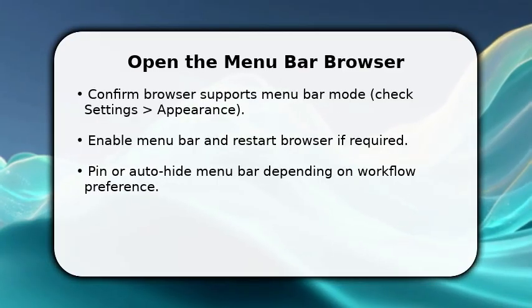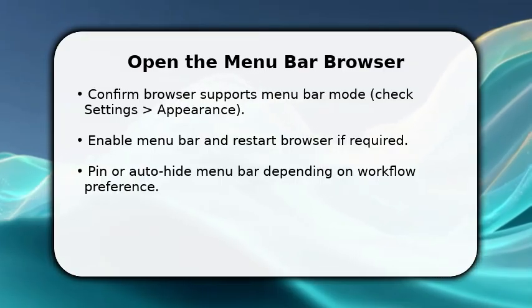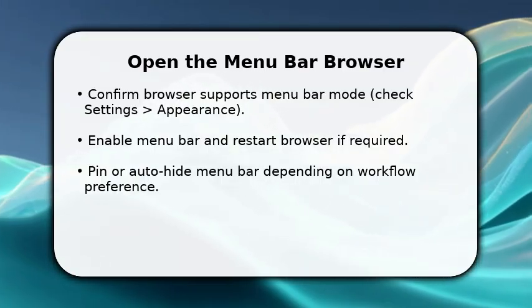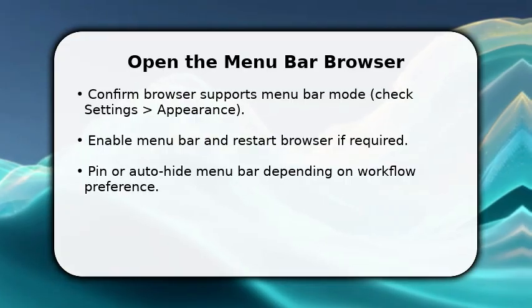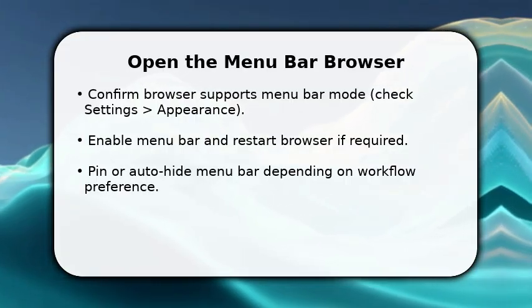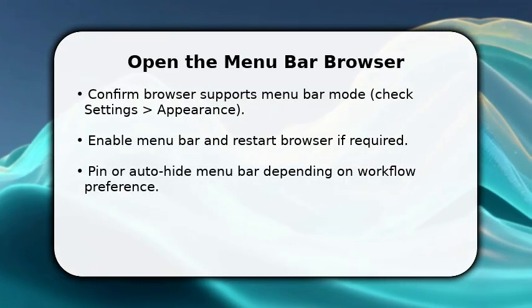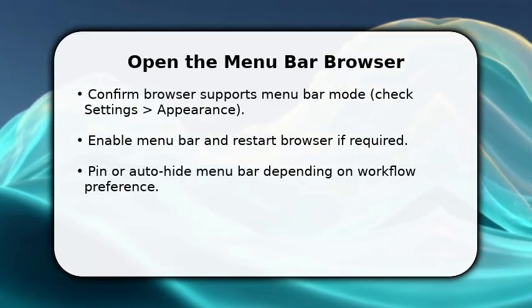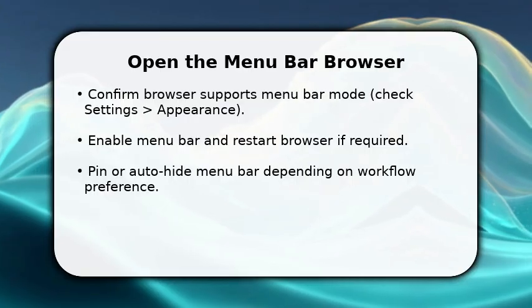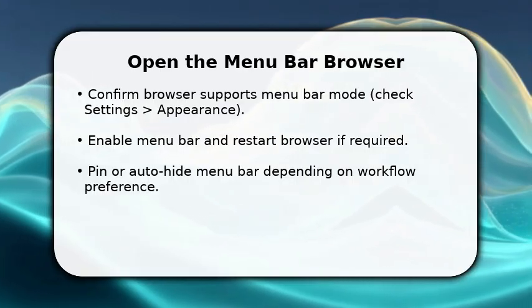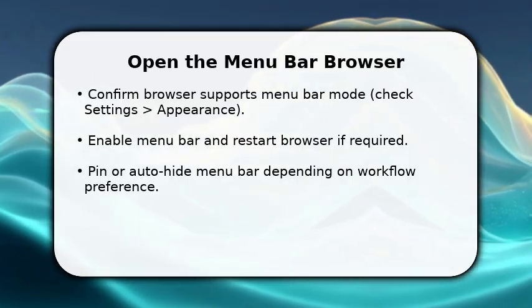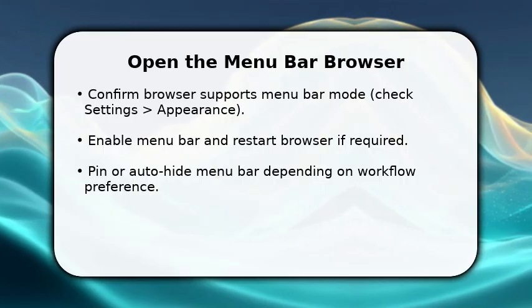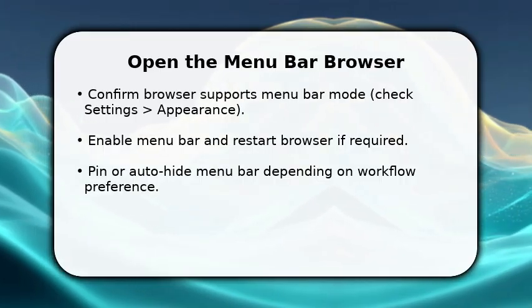You start by confirming your browser supports a menu bar. Go to Settings, then Appearance, and look for Menu Bar mode. Once enabled, make sure to restart the browser so changes apply cleanly. You should decide whether to pin the menu bar or set it to auto-hide. Pinning gives constant access, while auto-hide frees screen space. This first step gets the interface ready so you can navigate menus immediately and avoids interruptions later.